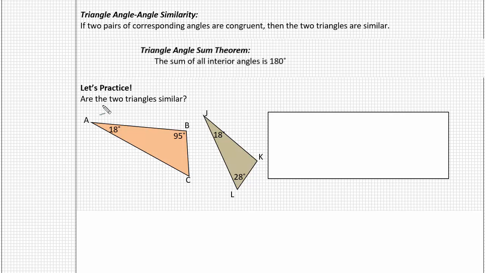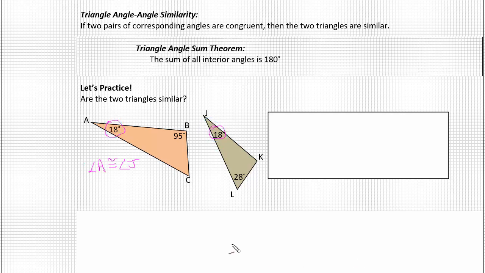So here we're being asked if these two triangles, triangle ABC, is similar to triangle JKL. And we only need to know two angles. Well, right here I can see that angle A is 18 degrees, and so is angle J. So knowing both angle A and angle J are 18 degrees, we know that that is one pair of corresponding congruent angles.